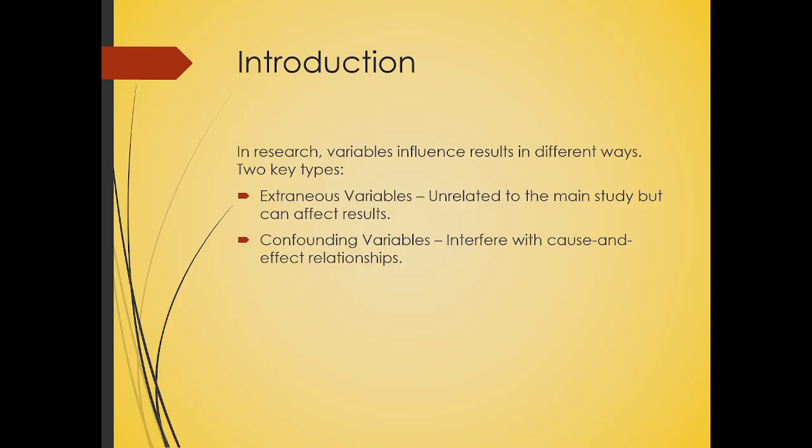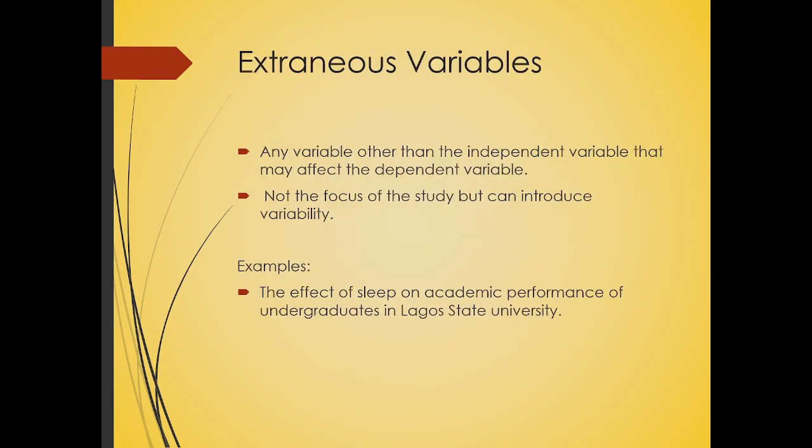Now let's look at the extraneous variable. What does an extraneous variable do? It is usually unrelated to the main study. You may not even find it in your main study, but it would always affect your research. While confounding variables interfere with the cause and effect relationship between the independent and dependent variable. Also, if you want to understand what independent and dependent variables are, you could refer to the video where I made an explanation about it.